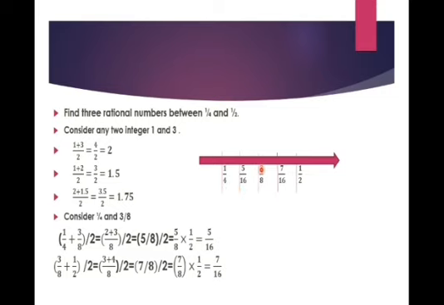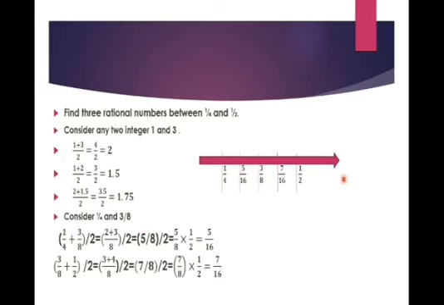Then, between these two rational numbers 1 by 4 and 3 by 8, we can find another middle rational number. How can we do this? We add these two rational numbers and divide by 2. It is the mean average method: 1 by 4 plus 3 by 8, divided by 2, gives the central number.